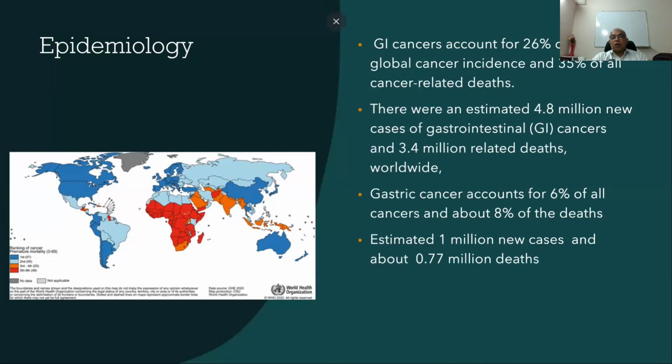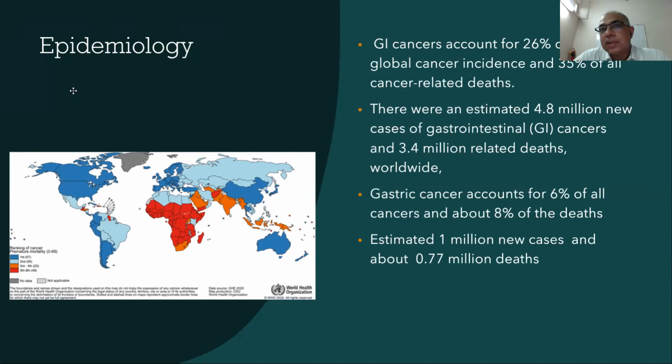If you look at the epidemiology, if you look at all the GI malignancies, you can see that they account for almost 26% of the global cancer incidence, one quarter of global cancer. But they are also the reason for one third of the deaths. There are supposed to be about 4.8 million new cases of GI cancers and 3.4 million related deaths worldwide. Now, gastric cancer accounts for about 6% of all the cancers, and about 8% of all the deaths from cancers is related to gastric cancer alone.